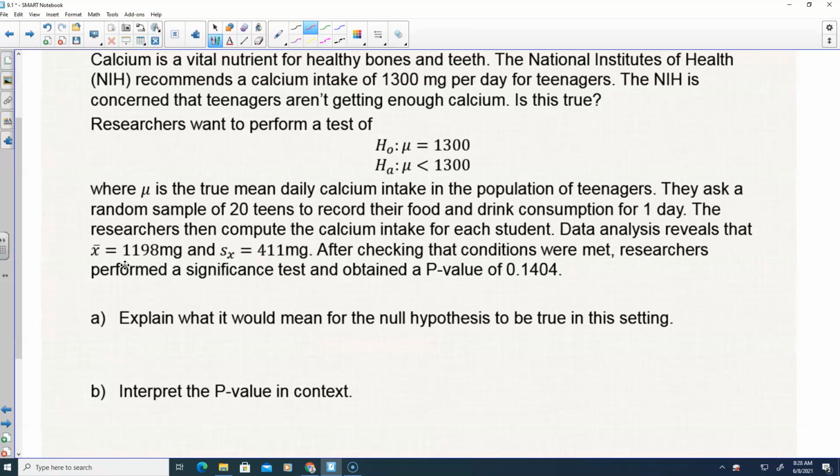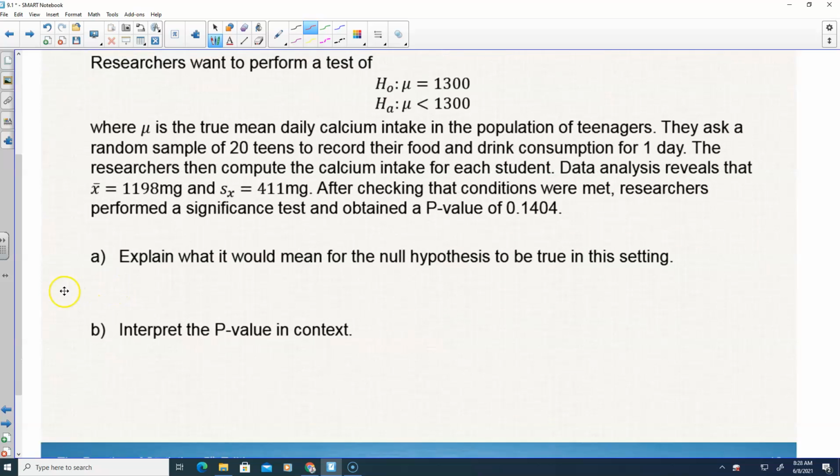They asked 20 teens to record their food and drink consumption for a day. The researchers then compute the calcium intake for each student. Data reveals that x bar is 1198 and s is 411. After checking that our conditions were met, researchers performed a significance test and got a p-value of 0.1404. Explain what it would mean for the null hypothesis to be true in this setting.